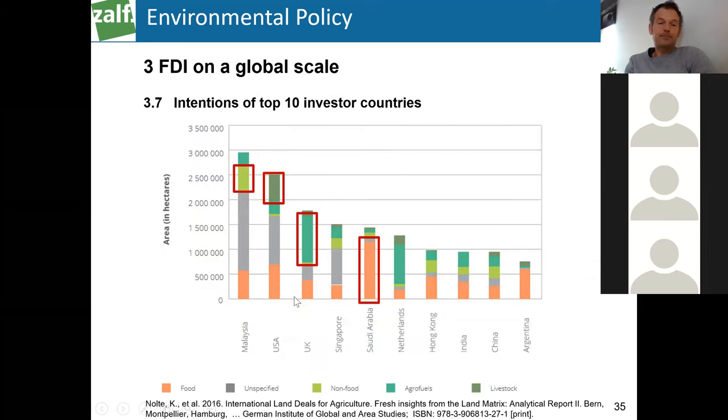If you look at the intention of the top investor countries, what they want to do, this is quite interesting. In Malaysia, they have a higher share of non-food. This is mainly rubber, and food, this is palm oil. And in the UK, they have a high share of agro fuels.